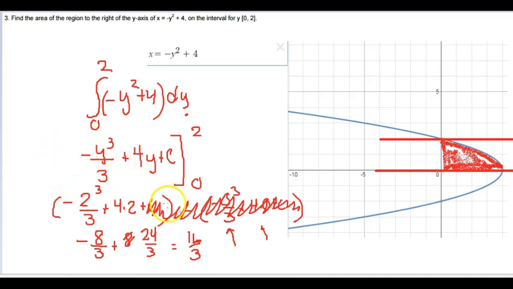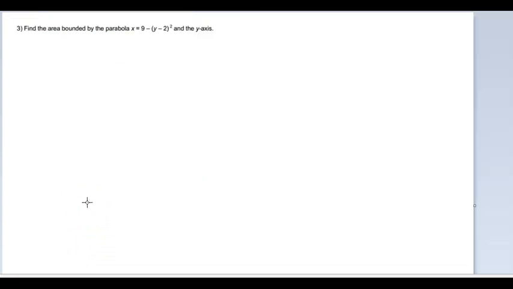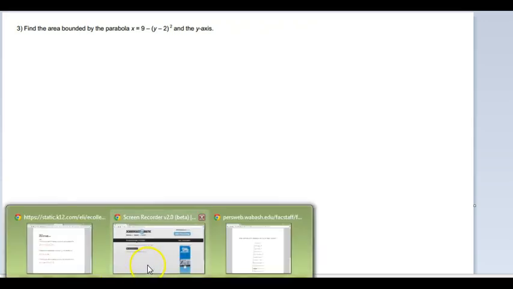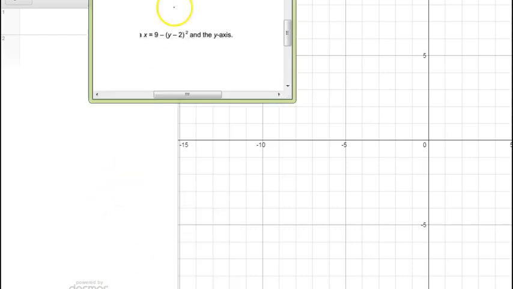So the last thing I want to look at then is the question from the writing assignment. And the writing assignment, question 3, is the one we're going to look at. This is where you're finding the area bounded by the parabola x equals 9 minus the quantity y minus 2 squared and the y-axis. Notice you weren't given bounds. They didn't tell you on what interval you're going to find it. You're just told to find the area bounded by the curve and the y-axis. So we need to figure out where this curve hits the y-axis. And so in order to do that, we're going to graph it. And see where it hits the y-axis, because that'll be our bounds then.